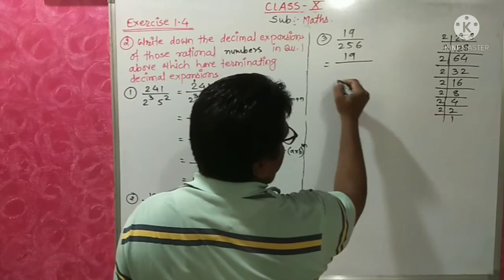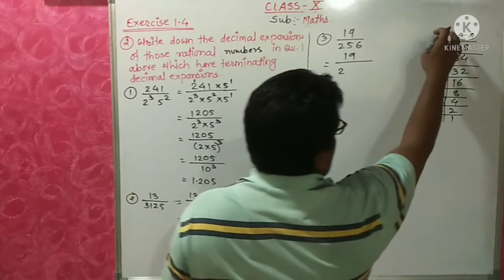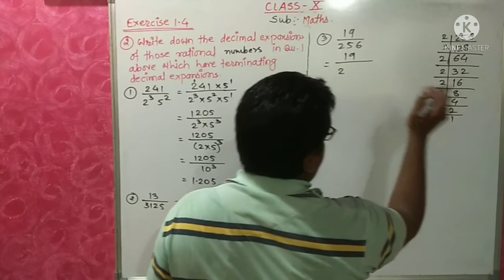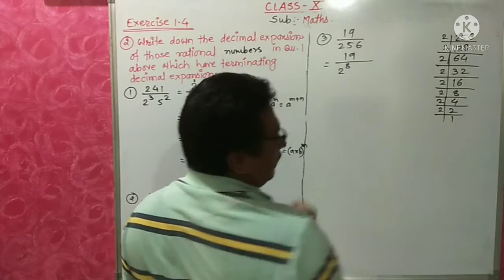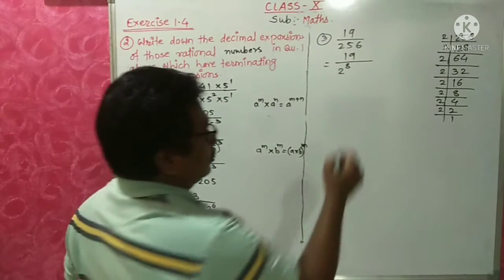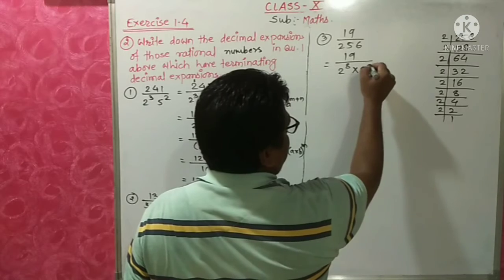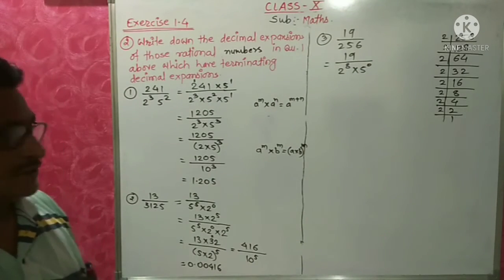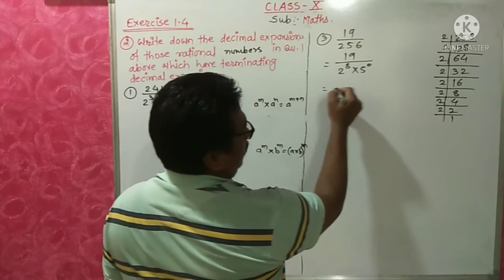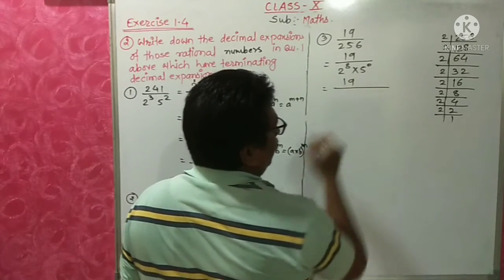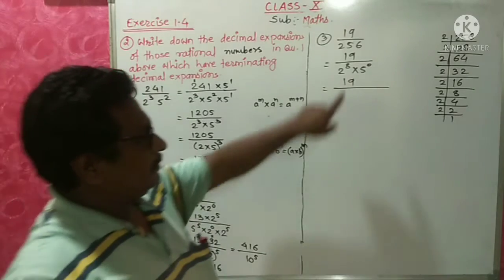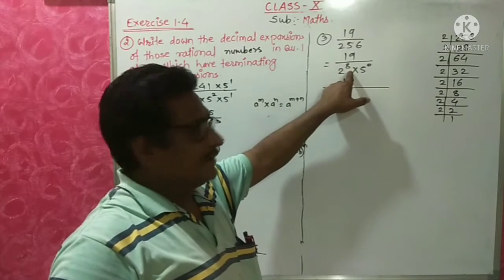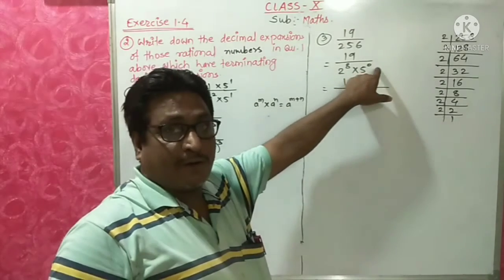So what we got? 19 by 2 raised to the power 1, 2, 3, 4, 5, 6, 7, 8. 2 raised to the power 8. 5 is not there. So what is the 5's power? 0. Now whose power is greater? 2's or 5's? 2's power is greater, 8. So make the 5's power also 8.